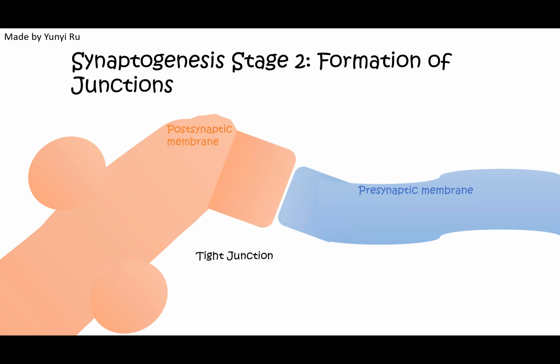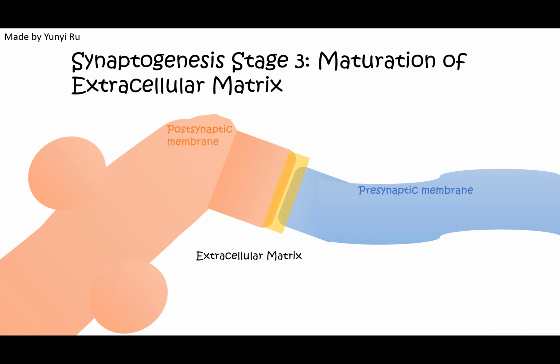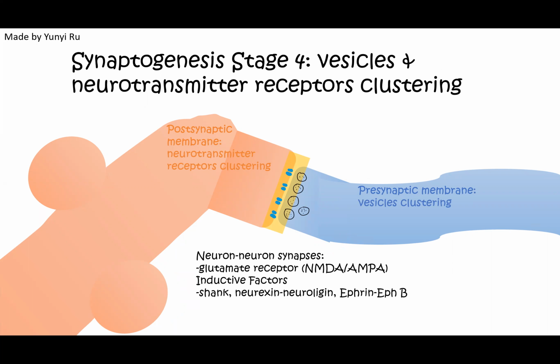Second, formation of tight junctions between presynaptic and postsynaptic cells. Third, the maturation of the extracellular matrix. And last, vesicles cluster in the presynaptic membrane. It's my membrane, by the way, forming the active zone, while neurotransmitter receptors cluster at the postsynaptic membrane. In stages 3 and 4, inducing factors, ephrin B, neurexin, and neuroligin, and scaffolding proteins are involved. Since the synapse between Neurorange and I is a neuron-neuron synapse, glutamate is used as a neurotransmitter.